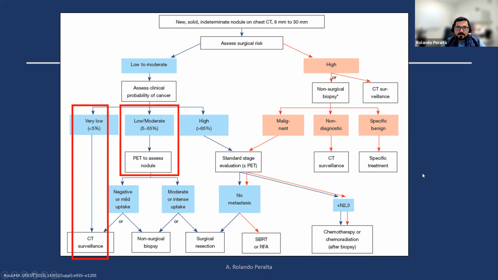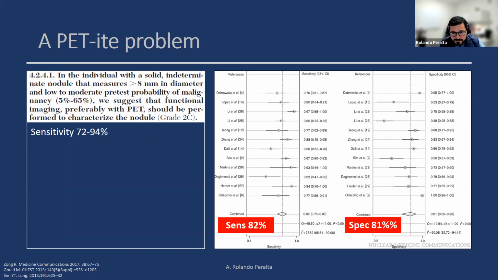All right. So now let's talk a little bit about PET. And this is where the talk gets a little confusing, I think. Chest guidelines do tell you if you have a nodule more than 8 millimeters, intermediate probability suggests getting a PET-CT. And that's good, right? Because the sensitivity is variable, 72 to 94%. If you grab a lot of studies and you combine it, it's somewhere about 82, 81%.